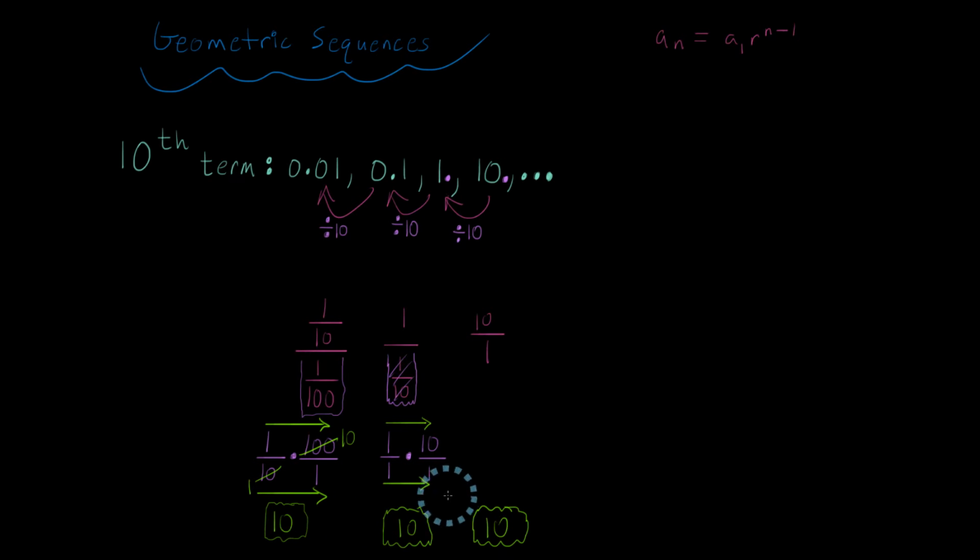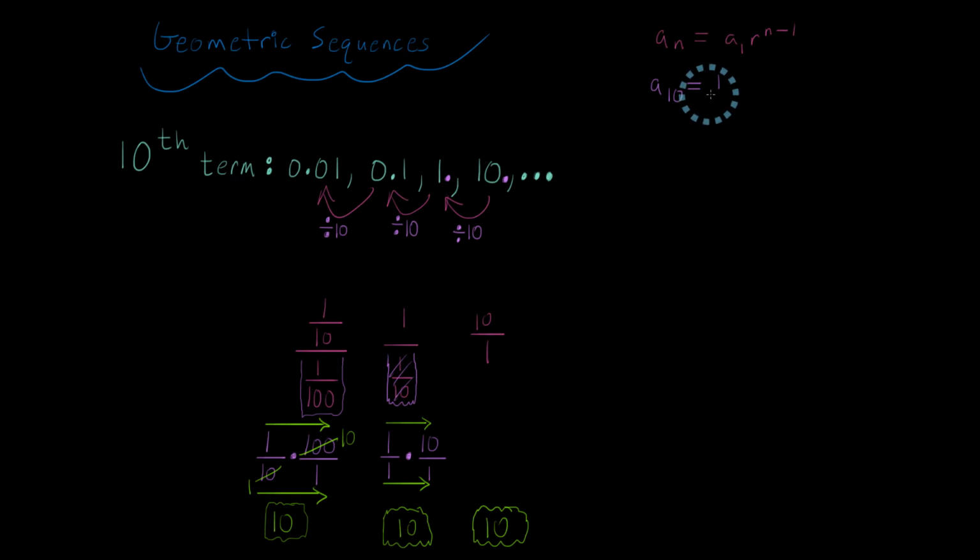So now I'm going to substitute values into this equation. So a sub n, I'm looking for the 10th term. So a sub 10 is equal to, well, a sub 1, the value is 1/100th, and I'm not going to write it as a decimal. I'm actually going to write that as a fraction.